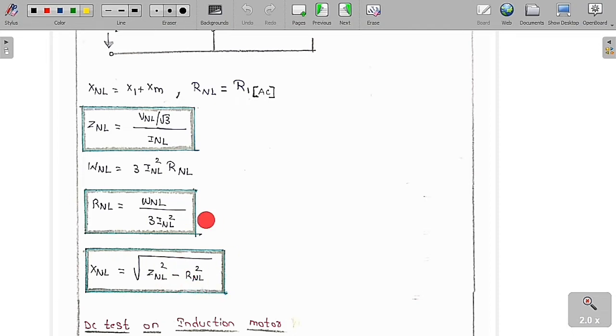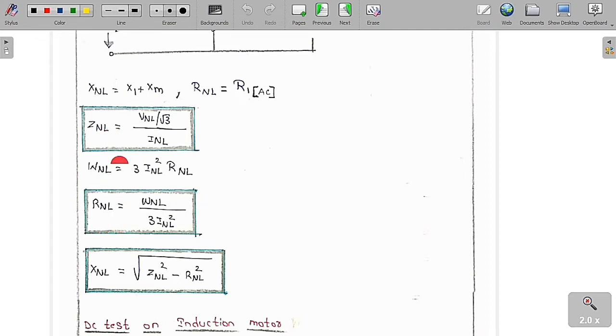With the help of this, we can figure out the important values RNL and XNL, because we know the value of WNL with the help of two wattmeters, W1 plus W2, and we also know INL with the help of the ammeter. So we can get ZNL, and since WNL and INL are known, we can get RNL.